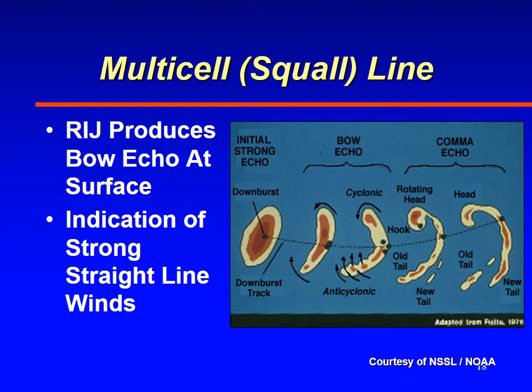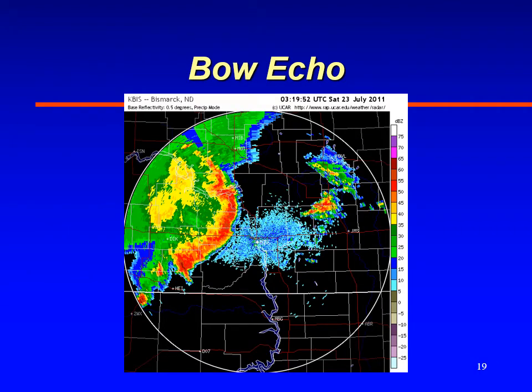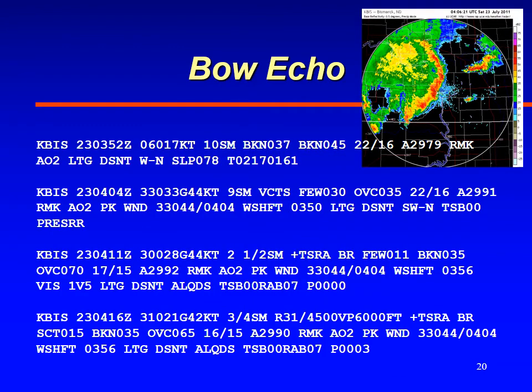Those strong straight line winds sometimes cause the squall line to bow, and you get something called a bow echo. And so the bow echo is an indication of strong straight line winds at the ground. Here's a radar image of the Bismarck radar right before a bow echo hit. This is back in 2011. And in the upper right, this is as it's just hitting the radar, about a few minutes later.